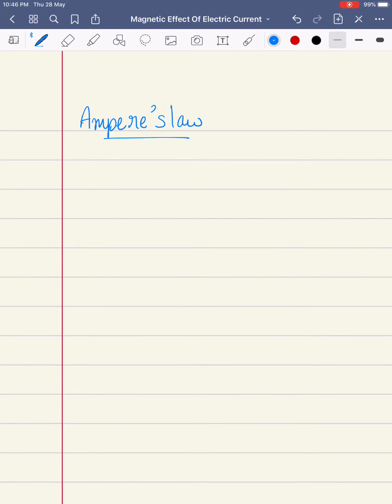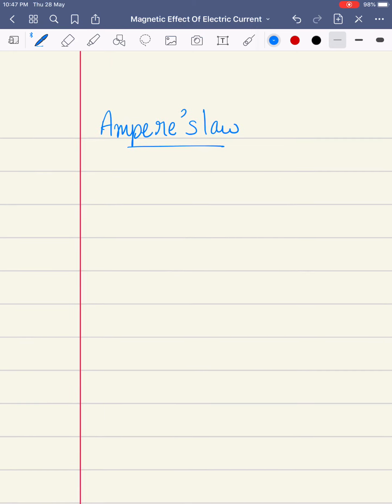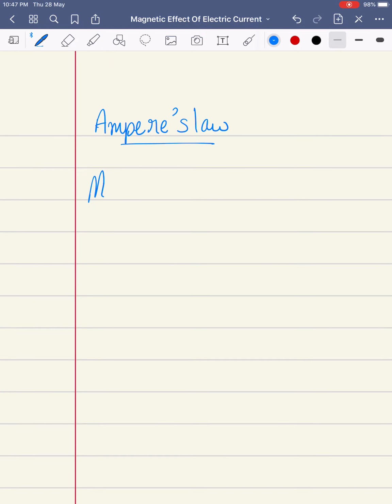But suppose I want to calculate the magnetic field produced by the distribution of current and not the charges. We need to obtain the magnetic field due to the distribution of current. So how will I do this?